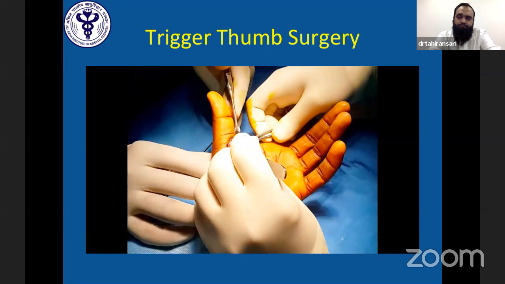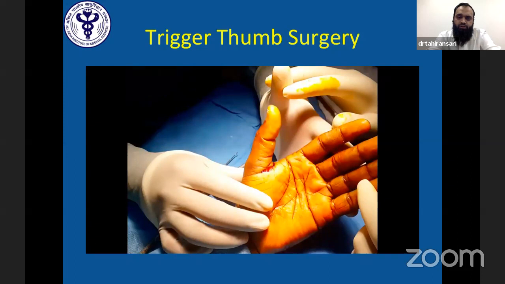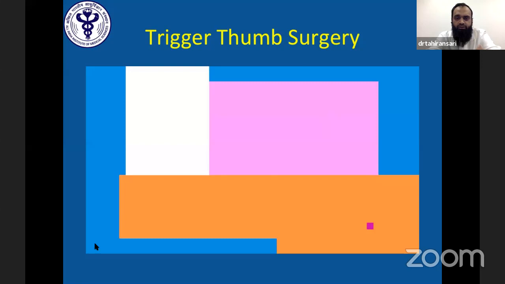Then look at it distally. And if there is a tenosynovium or hypertrophy, then do tenosynovectomy and send a biopsy. And all of it is done in local anesthesia, so you can always check with the patient.